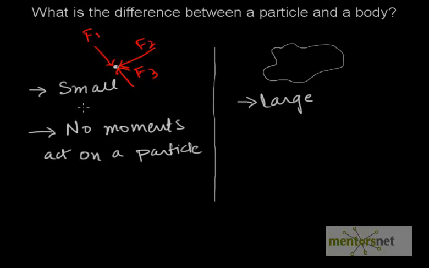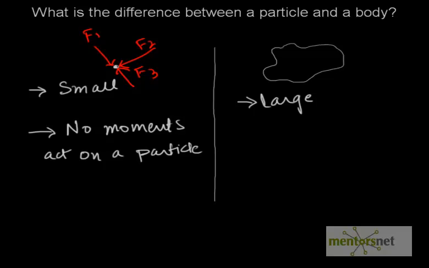If you've actually seen the video on when is a body or a particle in equilibrium, this basically means that the second condition that we have, that the sum of all moments should be 0, is trivially true. That means we do not need to check for the moments as far as a particle is concerned.